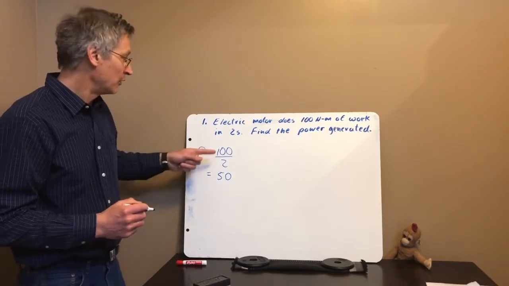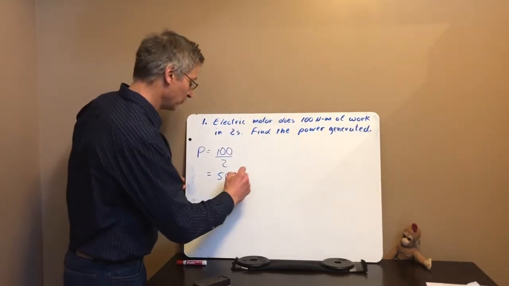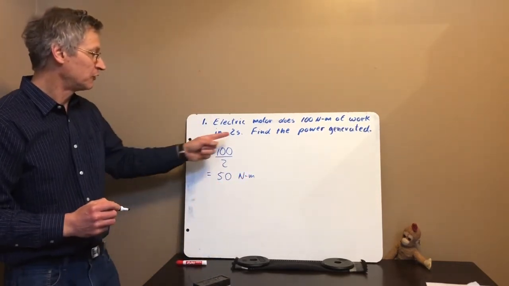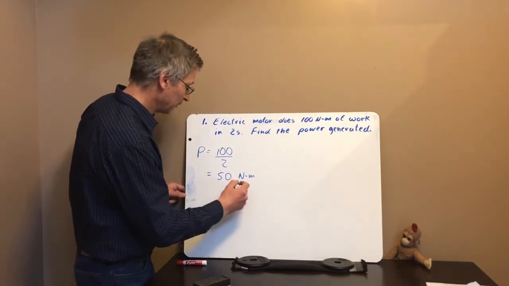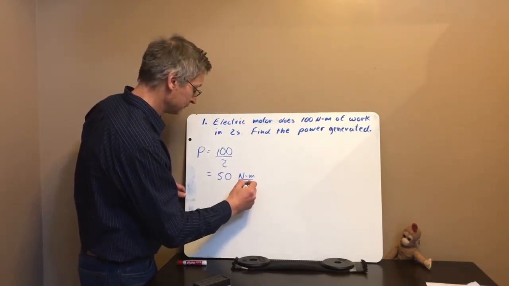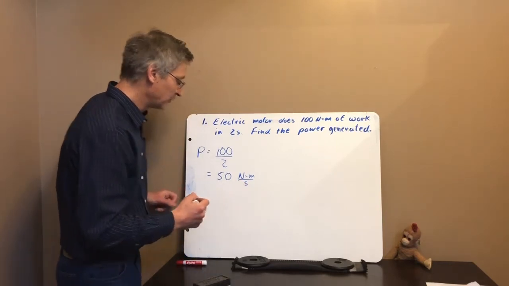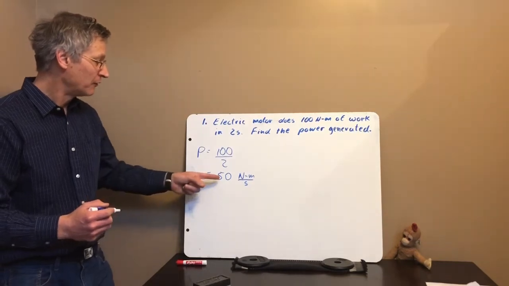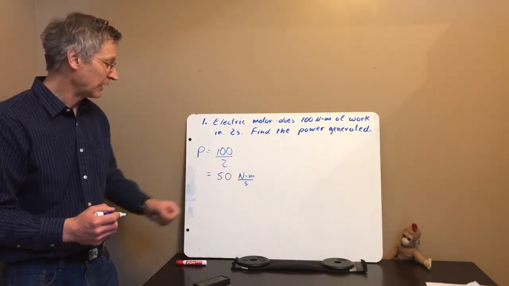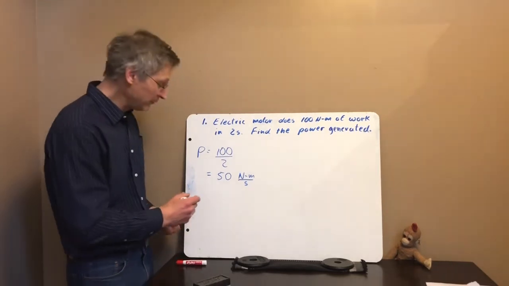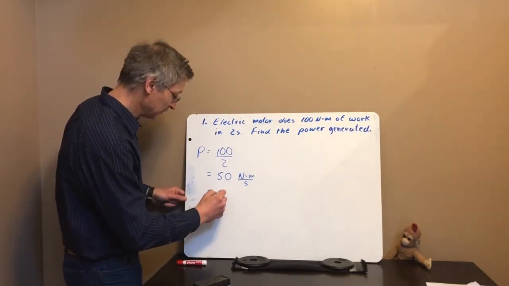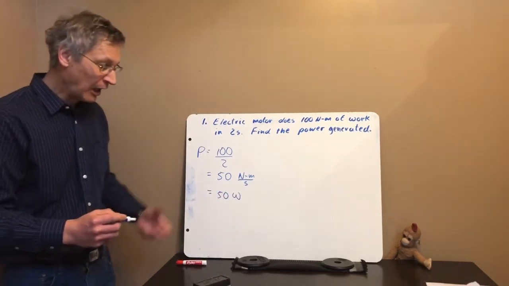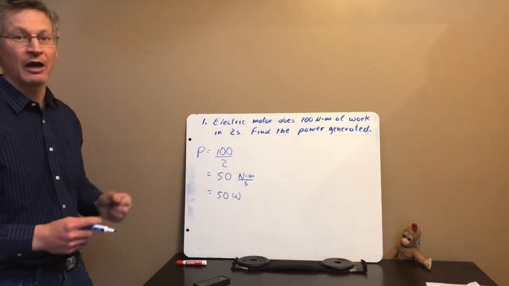How about units? This 100 is in Newton meters, so our units are going to have Newton meters on top. This 2 is in seconds, so our units are going to have seconds on the bottom. And there's our answer. The power this thing generates is 50 Newton meters per second, which is the same as 50 watts.